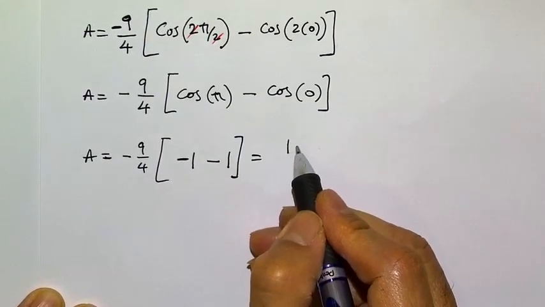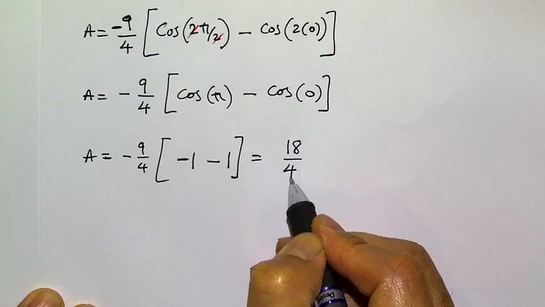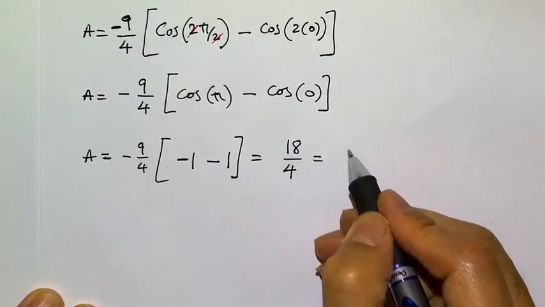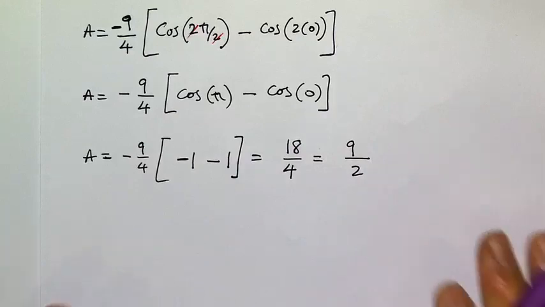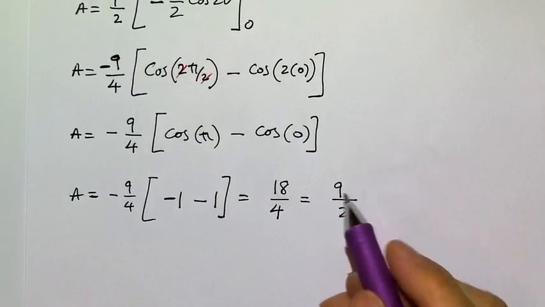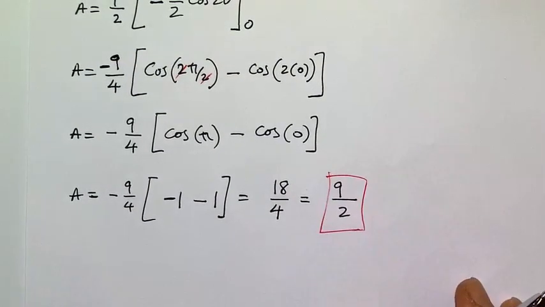We have positive 18 over 4. Or simplify this, we get positive 9 over 2. Okay, I hope this is the same answer that you got.